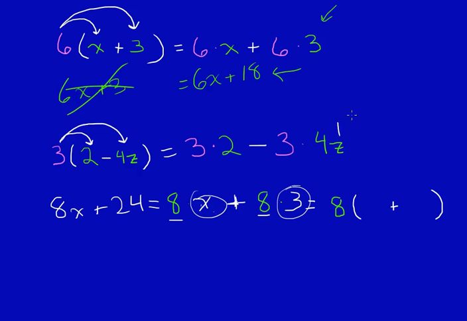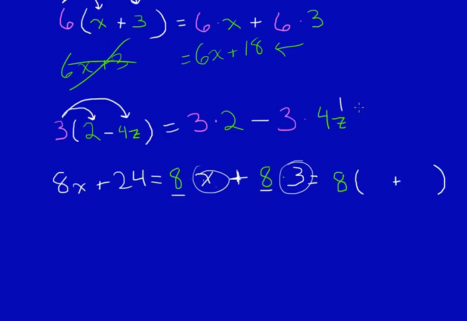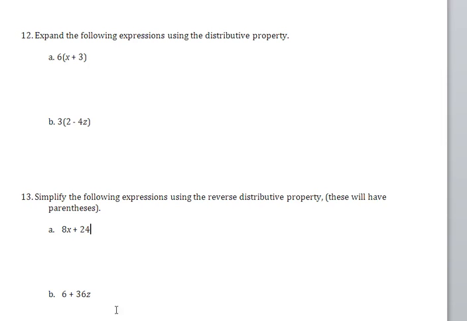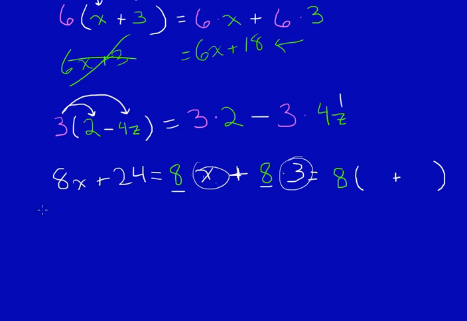Let's see. The last problem that we want to look at is 6 plus 36z. And again, we want to think, what do we have in common between these two terms? They're both even numbers, so 2 is in common. They're both multiples of 3. But more importantly, they're both multiples of 6, which is our largest common factor, our greatest common factor.